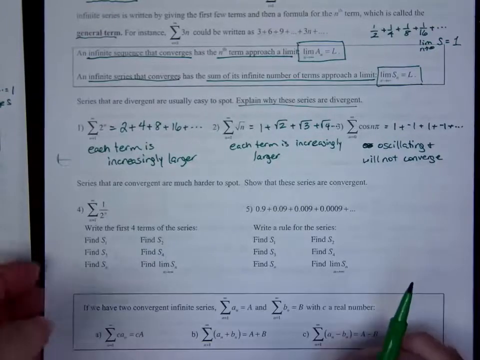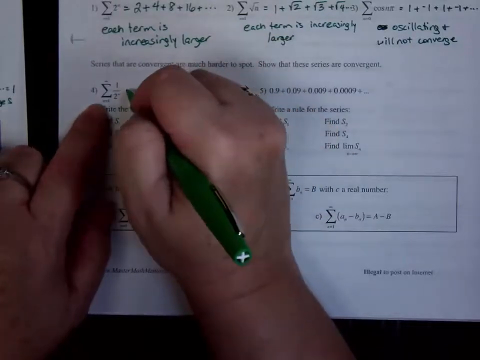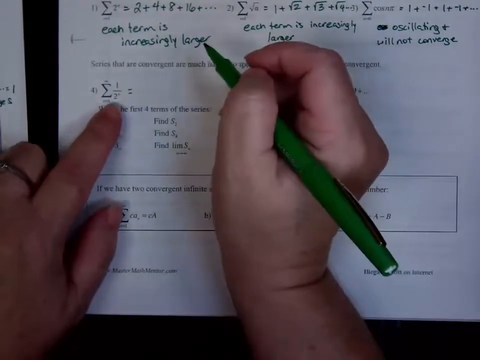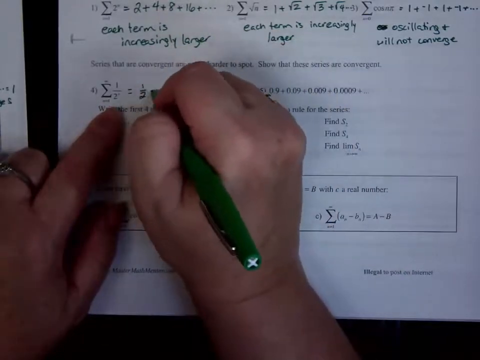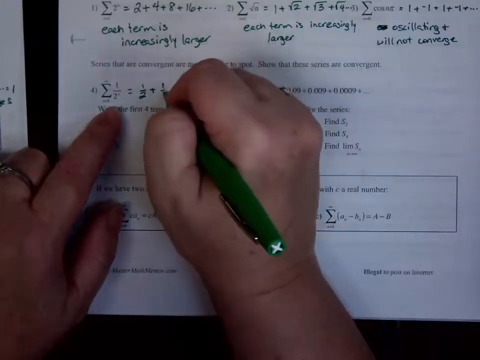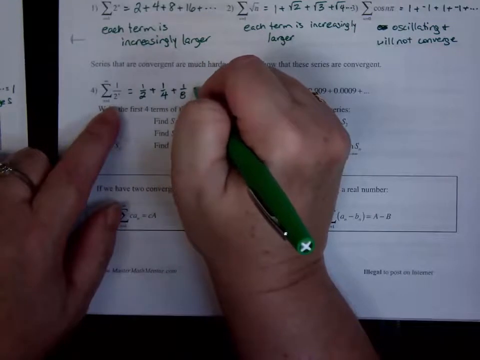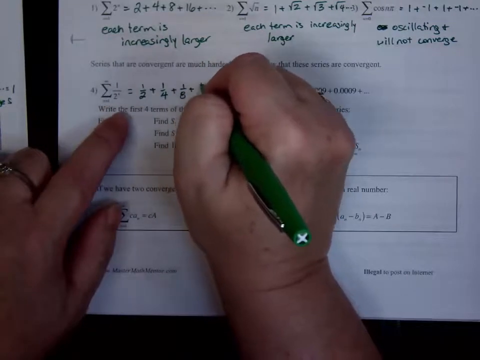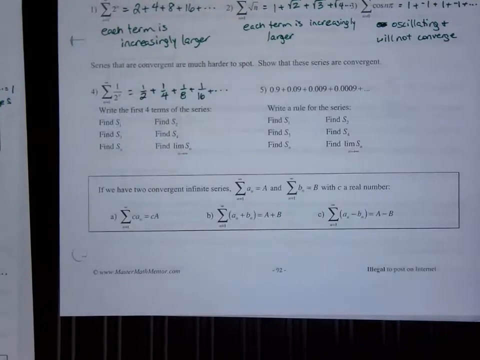Let's take a look at number 4, the summation from 1 to infinity of 1 over 2 to the n. So plug in 1, what do you get? 1/2 plus. Plug in 2, 1/4, plug in 3, 1/8, plug in 4, 1/16. This is the one I was just talking about. Agreed? Okay.